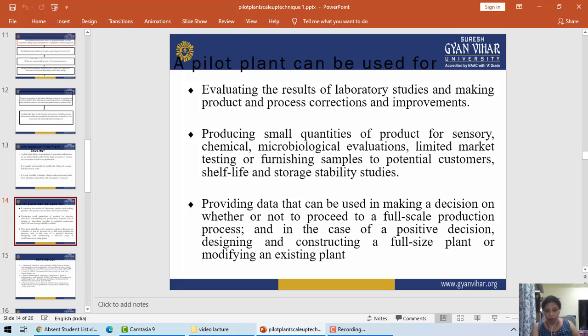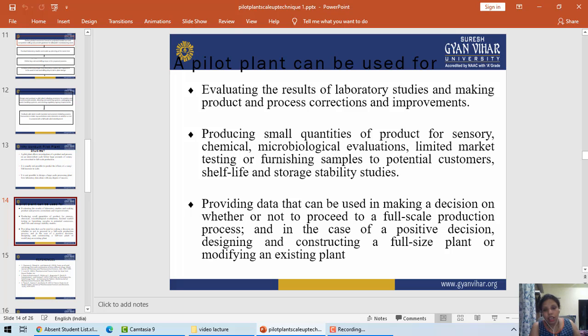Okay, so these are some uses. So basically we can say the main use of pilot plant is to transfer a formula which is in the laboratory scale, which is in the small scale, to the large scale.